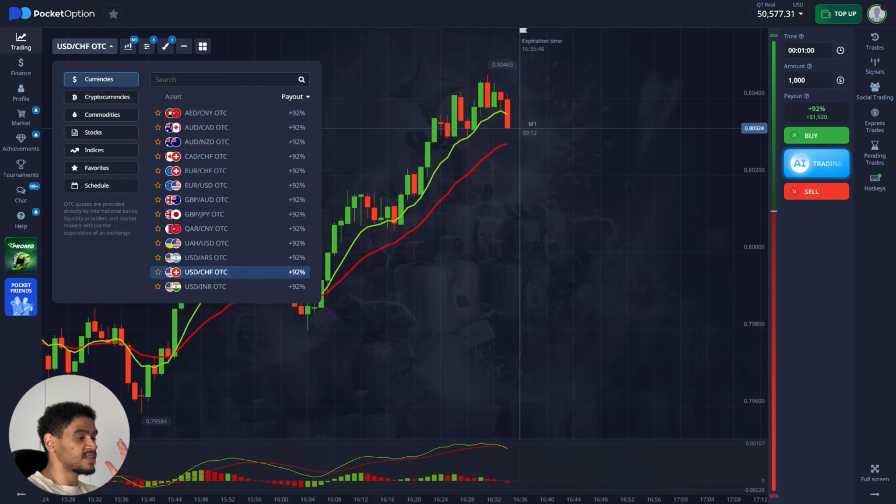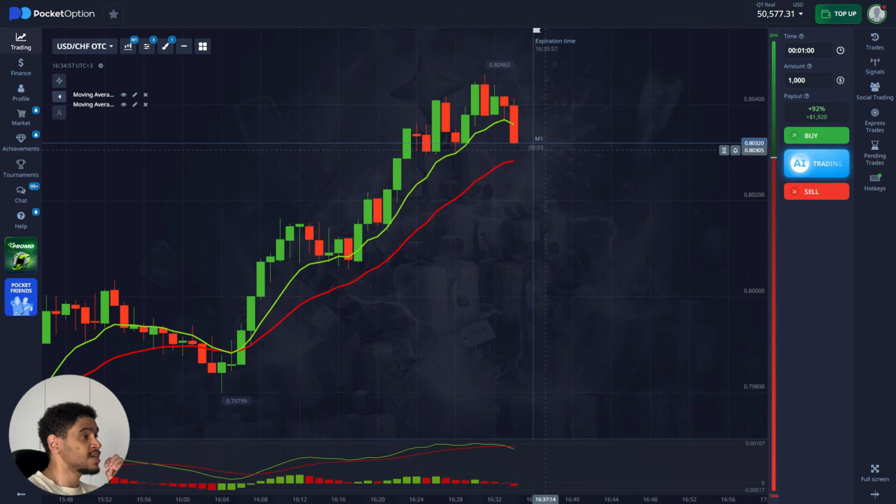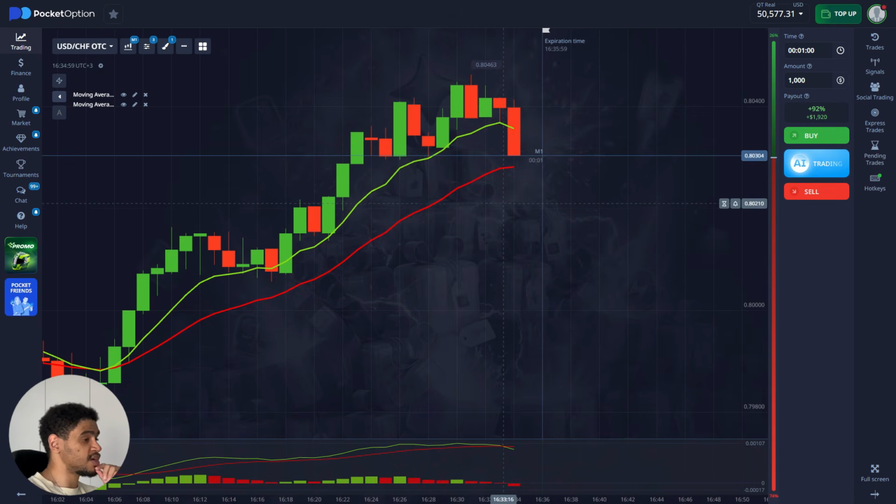And by the way, this works with any type of expiration time, whether it's 2 minutes, 3 minutes. You can use the strategy on any time frame. So let's wait. Maybe this is gonna be our entry. We already have the cross here.